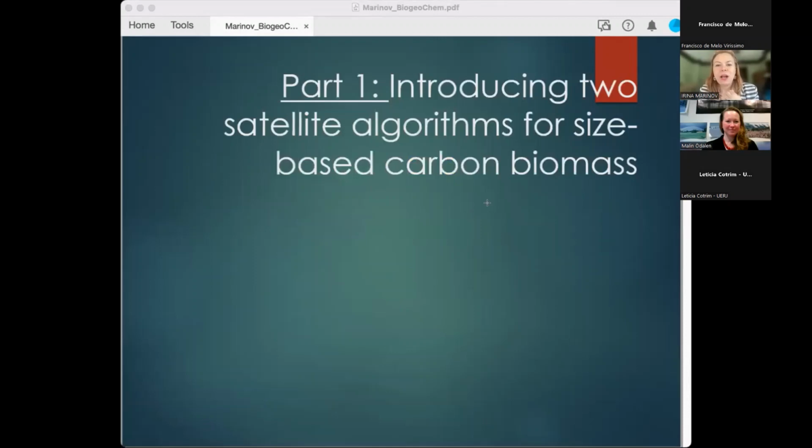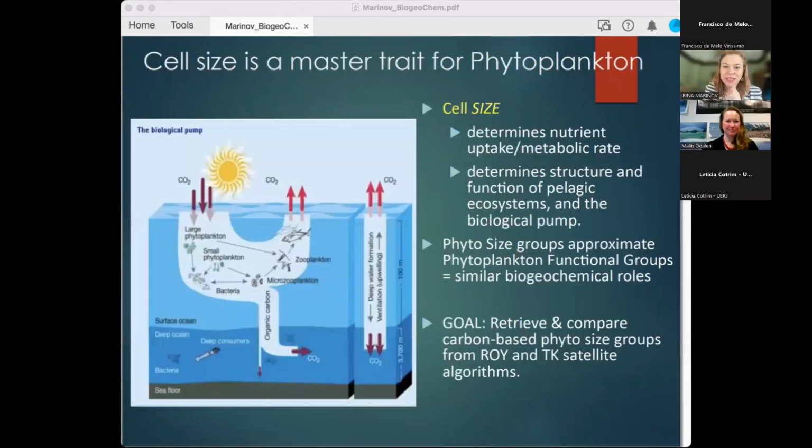Now, there are only two of these algorithms at present that are specifically aimed at retrieving size fractionated carbon biomass, and those are the ones that I will be discussing today. Now, why size? Size of phytoplankton is important for ecological and biogeochemical reasons. For example, we know that larger phytoplankton, such as diatoms or coccolithophores, can result in stronger flux of particulate organic carbon to the subsurface, intensifying the biological carbon pump, storing more carbon in the subsurface.